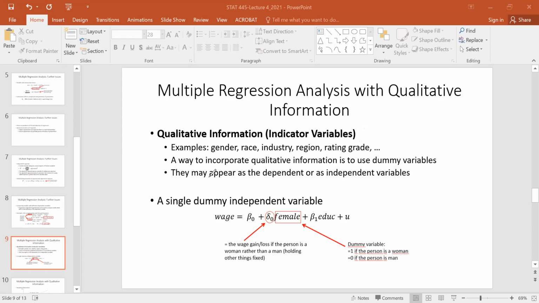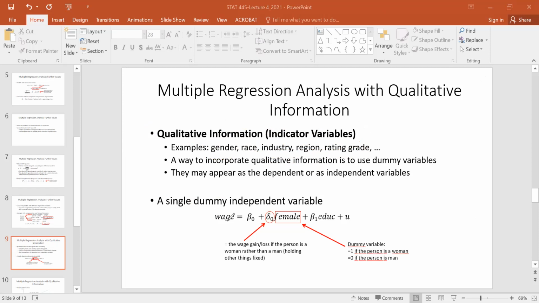Indicator, because they can take 1 or 0, or 1, 2, 3, some ratings, and so on. How do we incorporate them in our model? Okay, let's first talk about a single dummy. We call them dummy variables. Economists will say dummy variable, statisticians will say indicator. It indicates whether you are a male or female, whether you are black or white, whether you are in the education industry or mining or oil, whether you are from Ashanti, Greater Accra, and so on, and your ratings. Okay, so let's keep going.